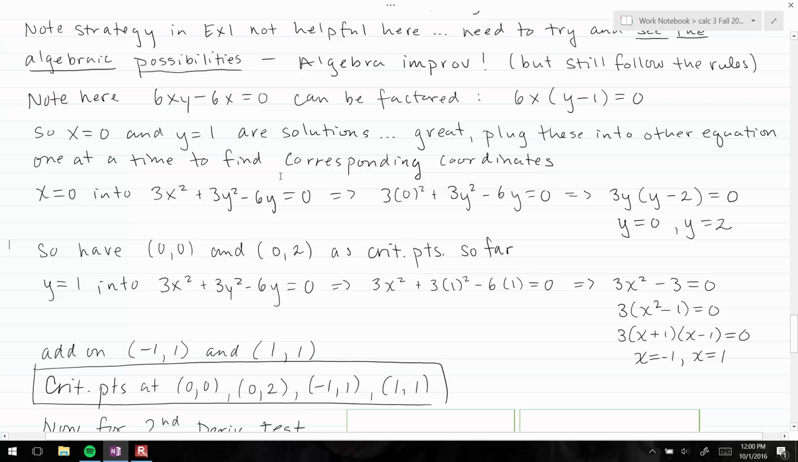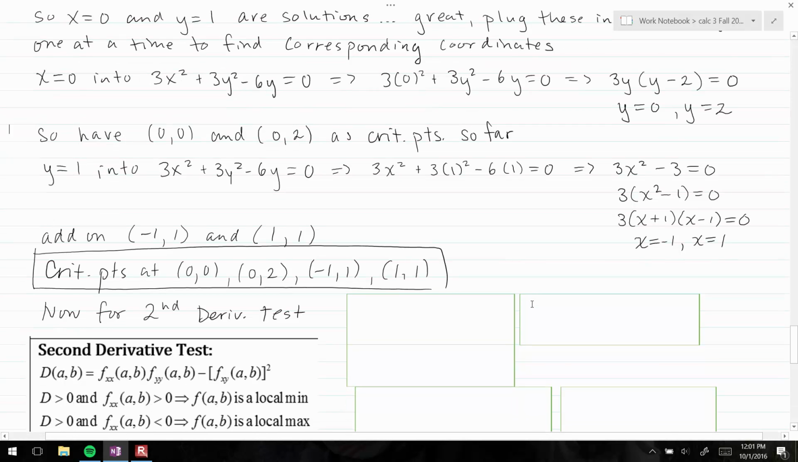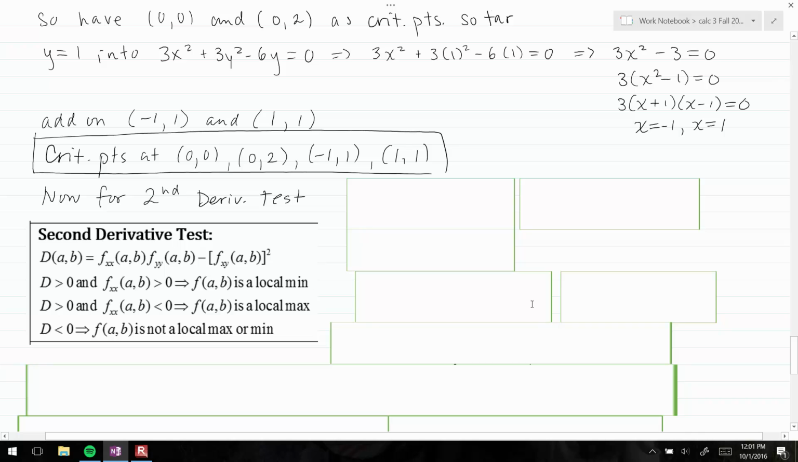Alright, so just notice, this was algebra that could work, but this wasn't really something that applied to the other situation. So you need to try to see, that's probably the most difficult part of these problems, is seeing the algebra that you can do to find the critical points. So anyway, for now let's move on to the second derivative test.